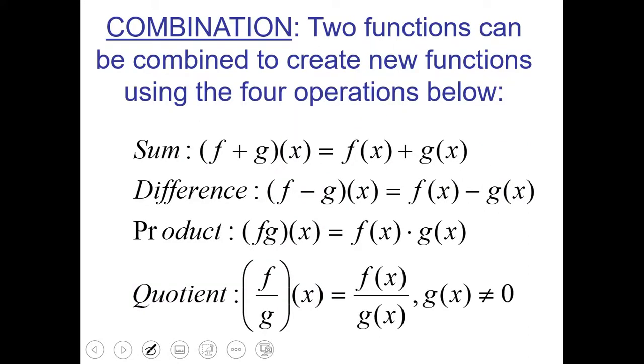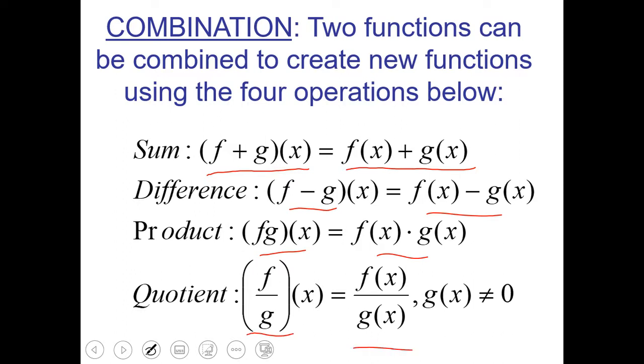Turns out that combination of functions is something very straightforward. Basically, you can take any two functions or more and combine them to create new functions. How do you do that? Well, you use the 4 basic operations: sum, difference, product, and quotient. Take a look at the 2 different kinds of notation. This is what your book uses. They would say f plus g of x. What that actually means is f of x plus g of x. And then notice that that carries all the way through for each of these 4.